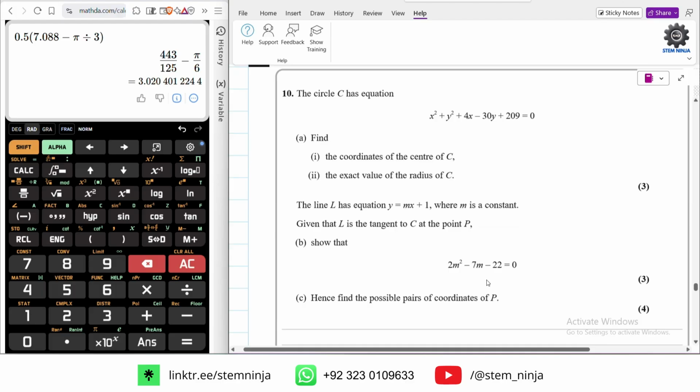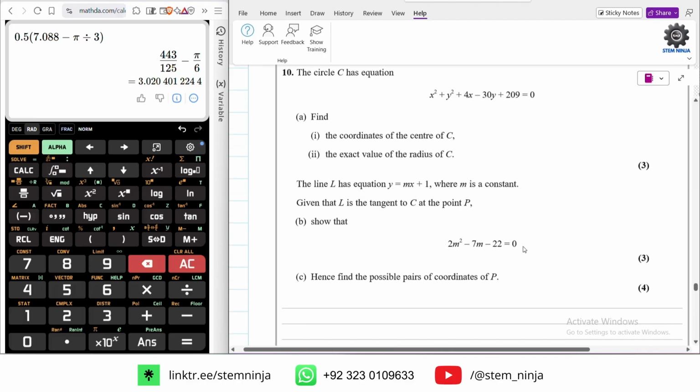Question number 10. The circle C has equation x squared plus y squared plus 4x minus 30y plus 209 equals 0. Find the coordinates of the center of C and the exact value of the radius of C. So basically we need to go from expanded form to the squared form.